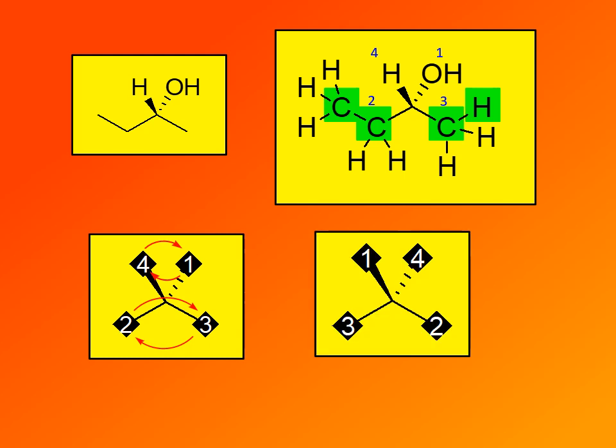Now that substituent 4 is projecting away from us, we can ignore it, and we can see that substituents 1, 2, and 3 make clockwise array, so this is R-2-butanol.